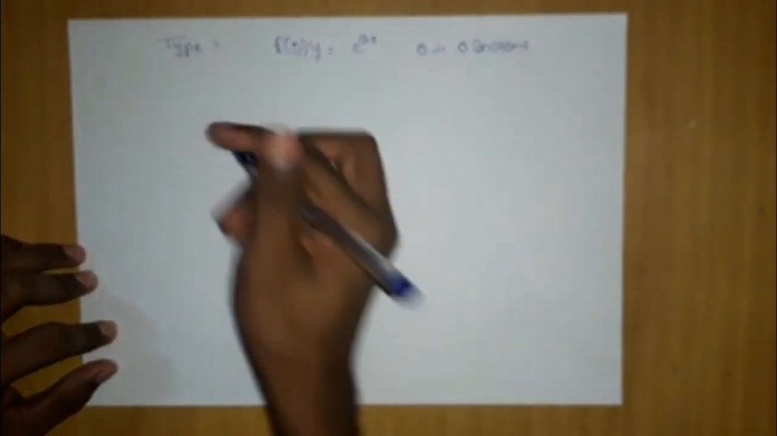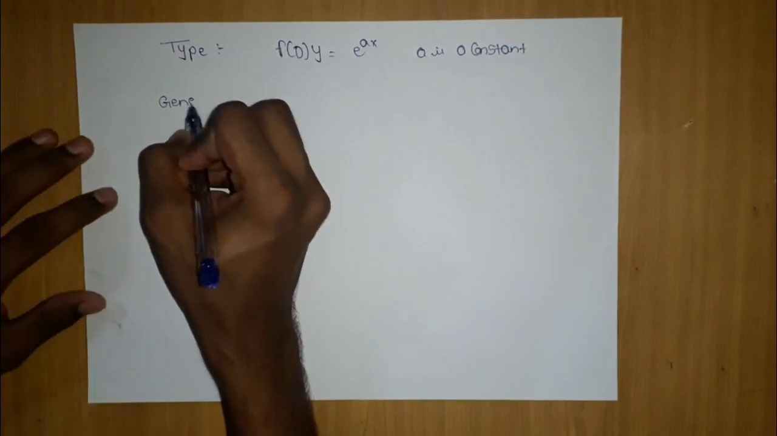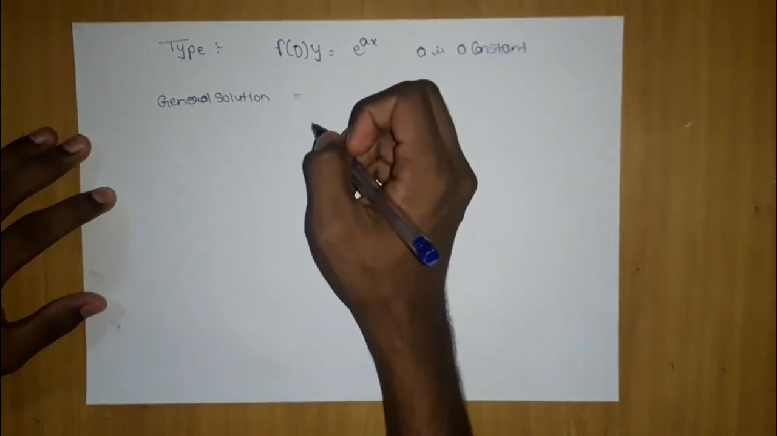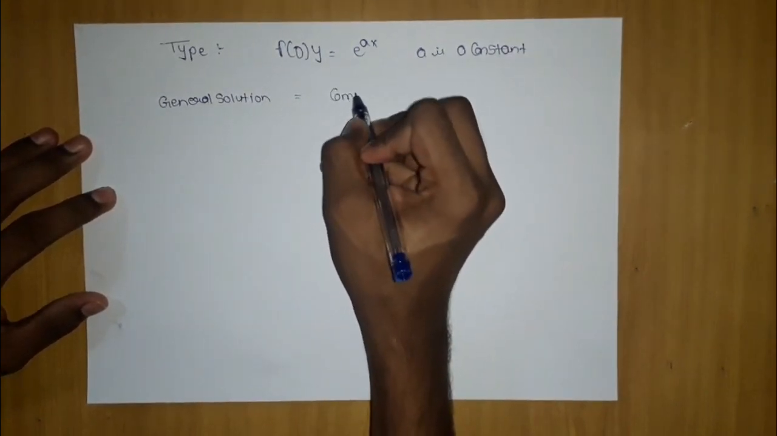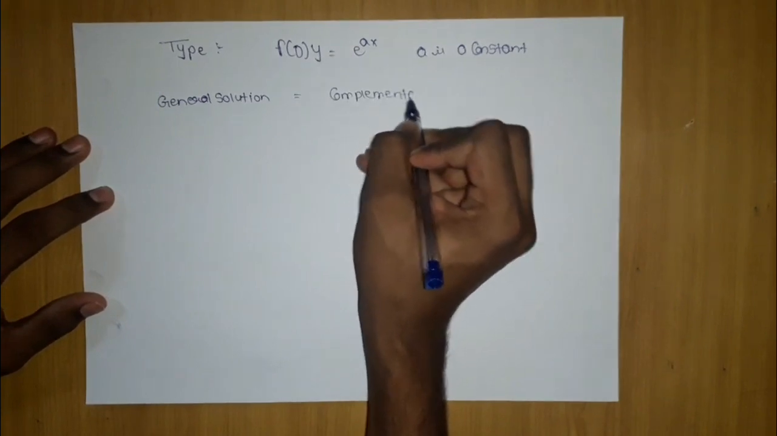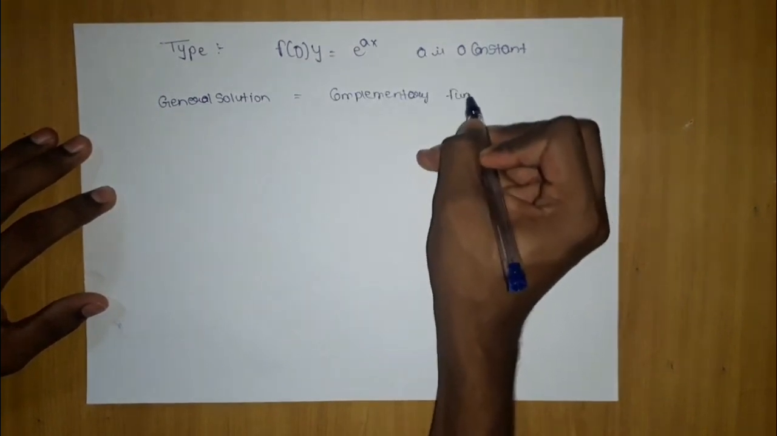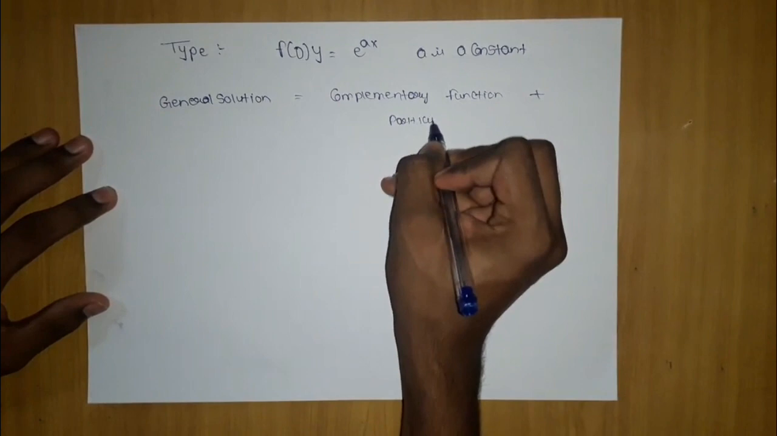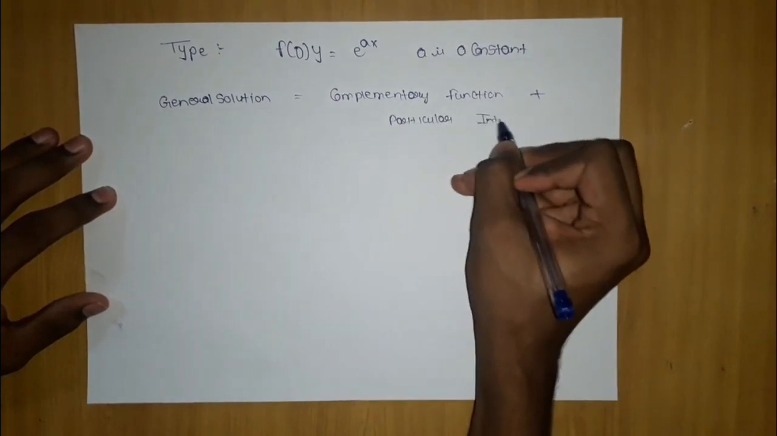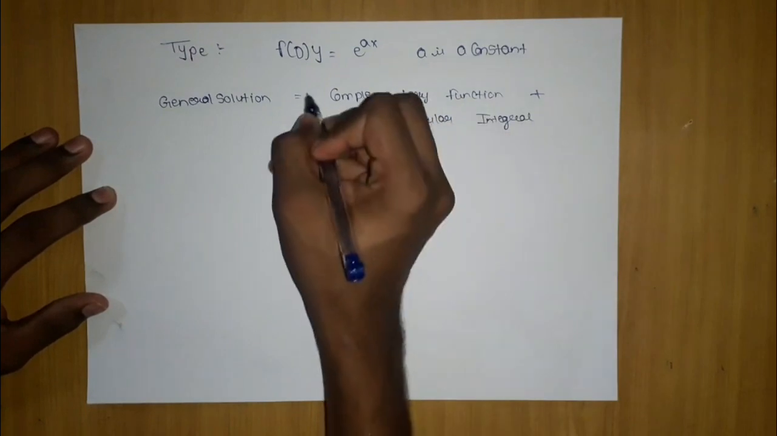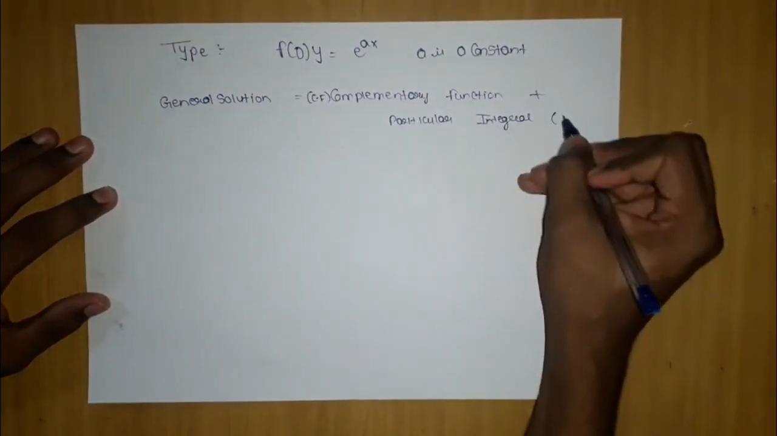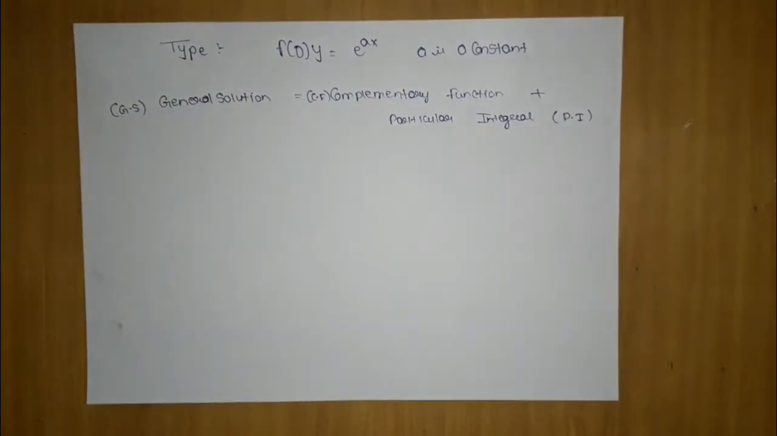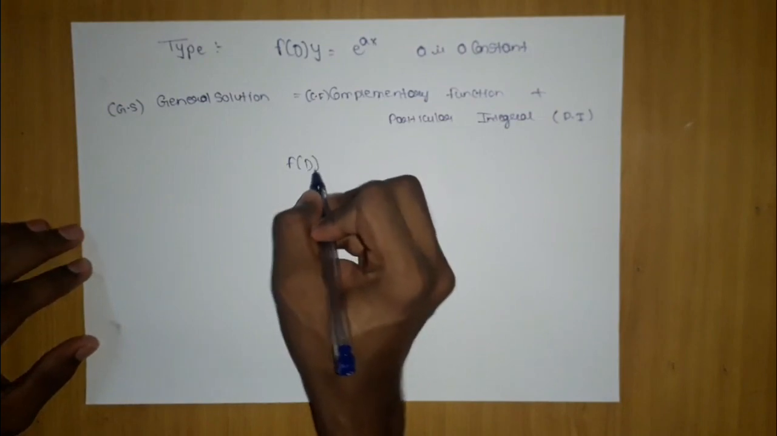Now remember its solution. When you solve a higher order linear differential equation, the general solution is a combination of complementary function plus particular integral, where the complementary function is represented by C.F., the particular integral by P.I., and the general solution by G.S.